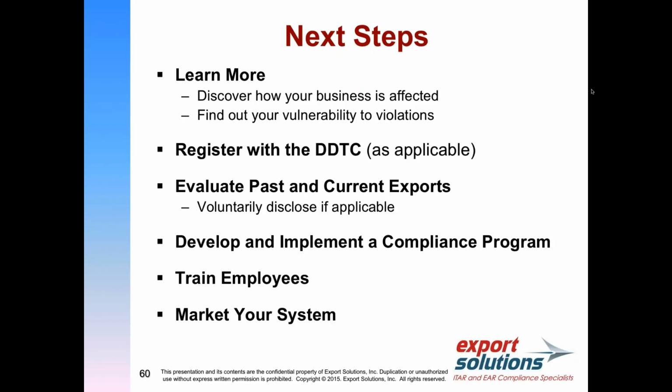Register with the DDTC if you either manufacture or export U.S. Munitions List items. If you're getting into this after years of doing business a certain way, you want to evaluate your past and current exports. And if you find there were violations or potential violations, put together a voluntary disclosure package. It's definitely a learning experience when you do your first one, but it really helps you understand things better, because the questions that DDTC or BIS will ask you are going to help you build a better program.